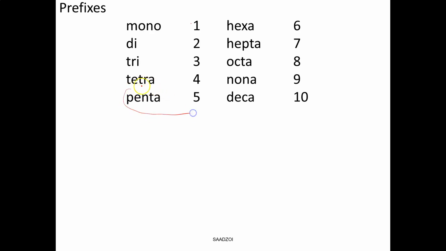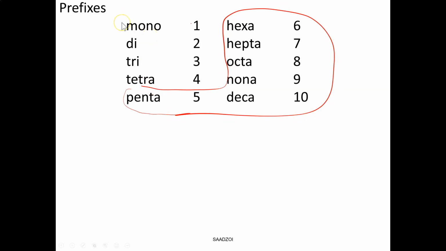These should be familiar to you from geometry class. The first four are a little bit more difficult, I guess. Mono kind of makes sense, 1. Di makes sense, 2. And tri makes sense. Tetra's a weird one. It's like, how the heck does tetra equal 4? But it does. So you have to memorize these. It's the only way you're going to be able to do this section.